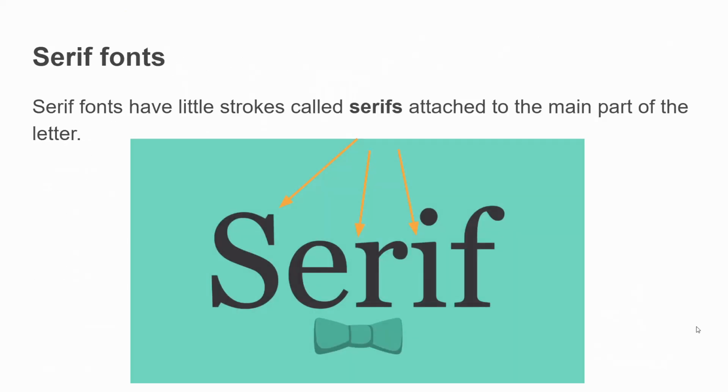There are two big categories. Serif fonts have little strokes called serifs. They're attached to the main parts of the letter. They flip up, they flip out, or they're little bulges off the tops and the bottoms of the letters.